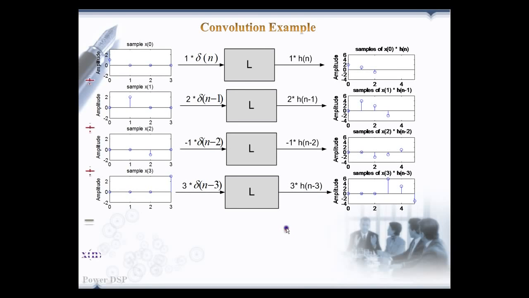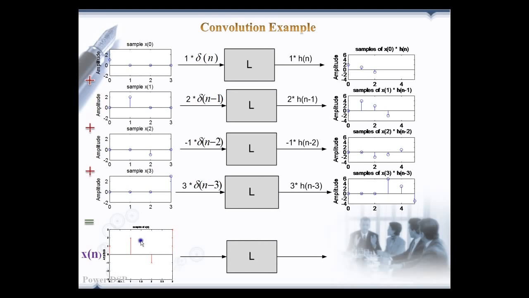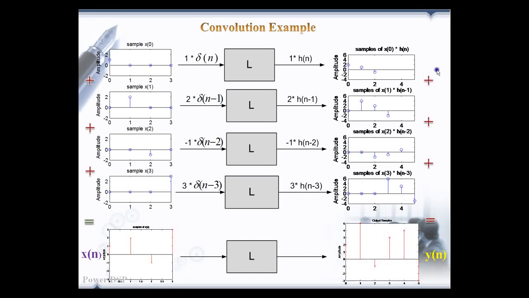Finally, if we add all the samples, we get our original x of n, and we can find the output y of n by adding all these outputs. Superposition principle: if x1 produces the output y1, x2 produces the output y2, x3 produces the output y3, x4 produces the output y4, then x1 plus x2 plus x3 plus x4, which is x of n, must produce the output y1 plus y2 plus y3 plus y4. This is equal to y of n, that is the output.